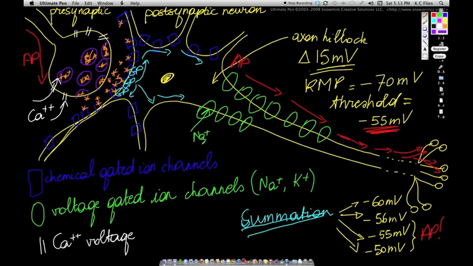Remember, when we use the term propagation, which is typical for action potentials only, it implies that the action potential recreates itself over and over and over again. So action potentials propagate. On the other hand, graded potentials, they summate. Action potentials do not summate. Graded potentials summate. Action potentials propagate. Graded potentials do not propagate.